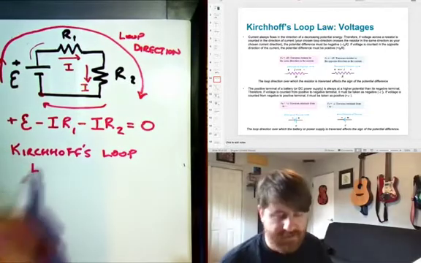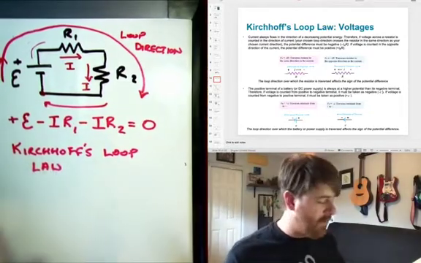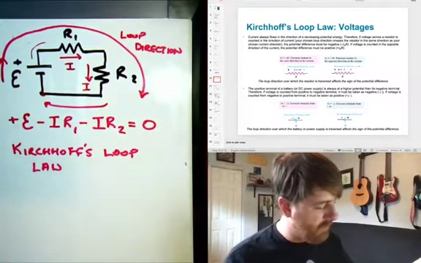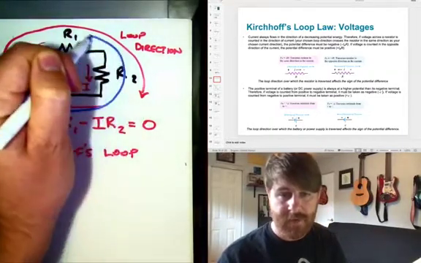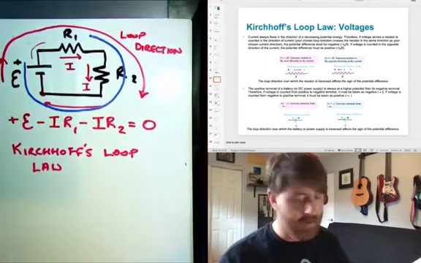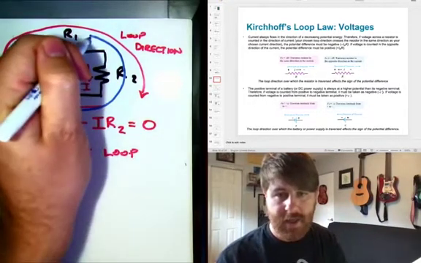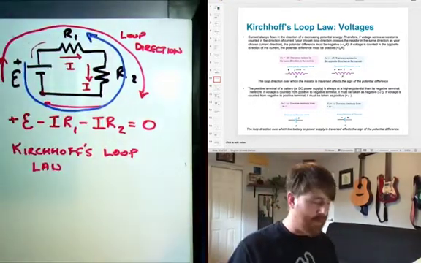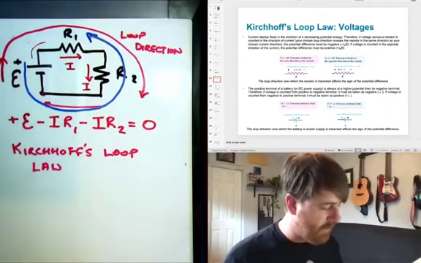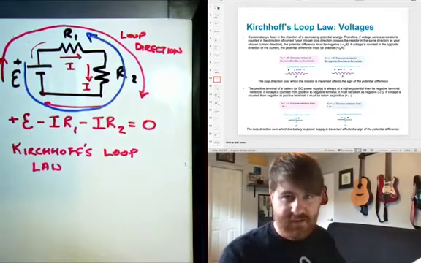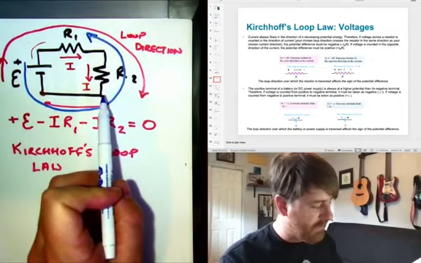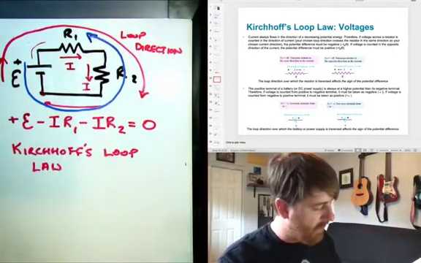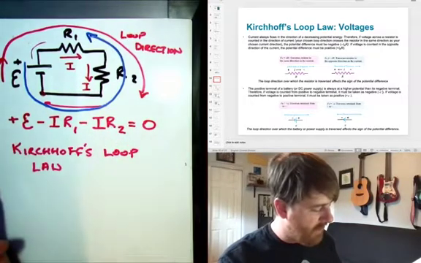Now, we could have also drawn our arrow around the loop this way. Oops, I didn't draw an arrow in there. And if we drew our loop that way, then what would this look like? Well, I cross this resistor, but I'm going against the current. My loop direction is against the current. So I would have plus I times R1.